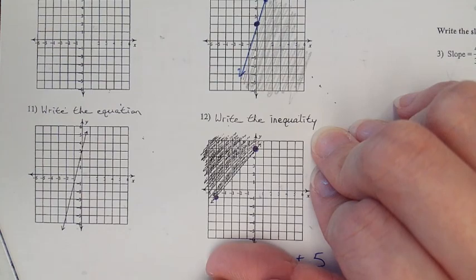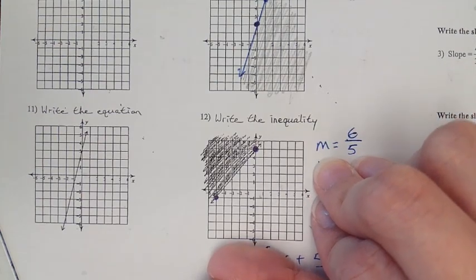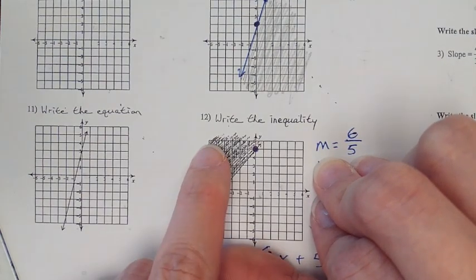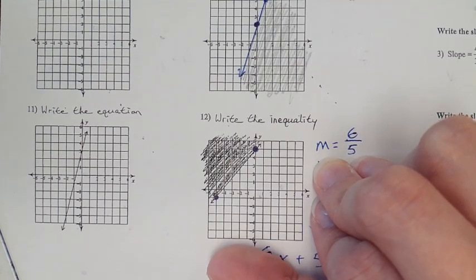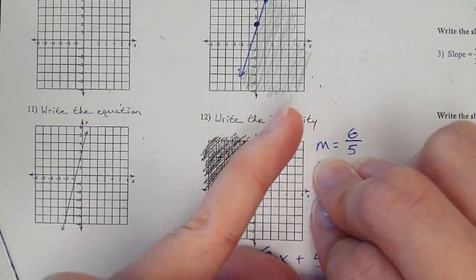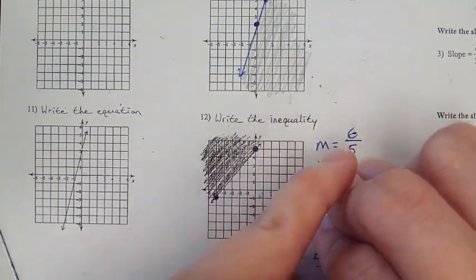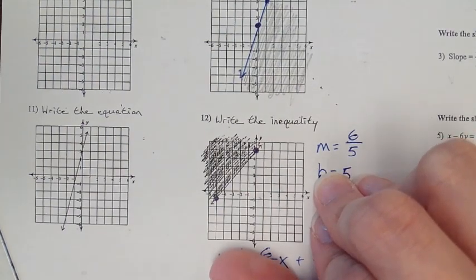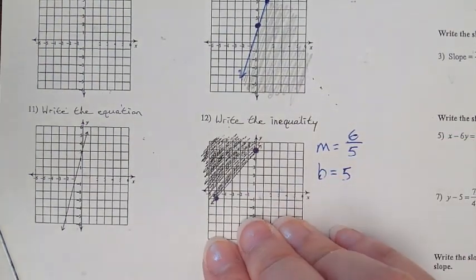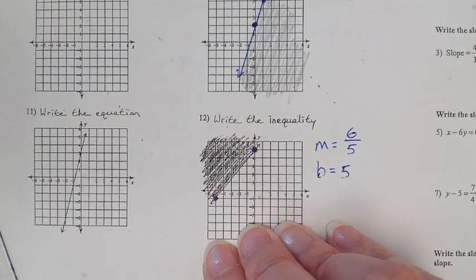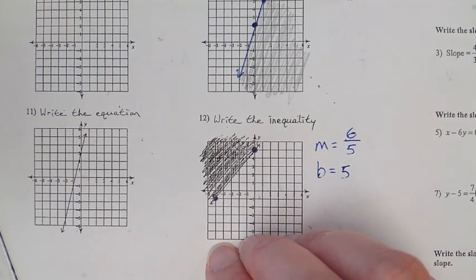6 over 5, right? So rise is 6, run is 5. Okay, confirm that it is a positive slope, so it matches, and that's my y-intercept. So what's my equation for this one, Austin? Y is greater than 6 over 5x plus 5.